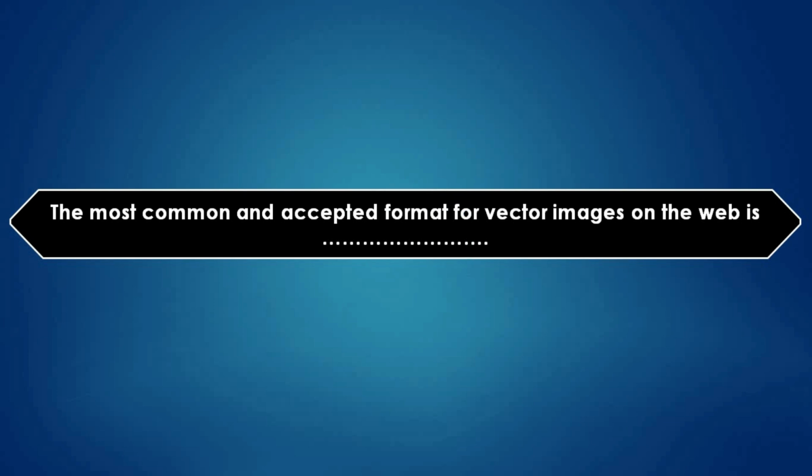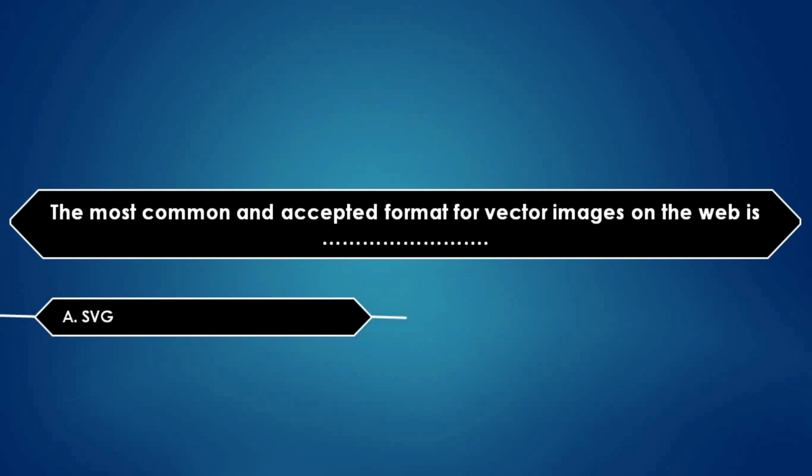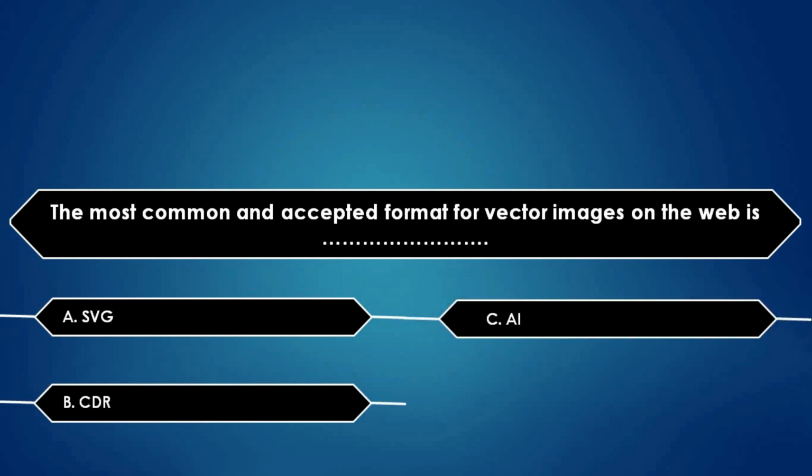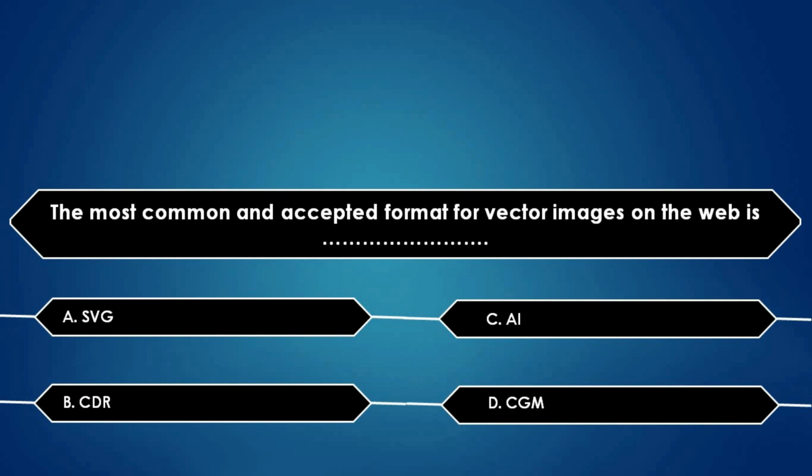The most common and accepted format for vector images on the web is dash. A. SVG. B. CDR. C. AI. D. CGM. The right answer is SVG, which stands for Scalable Vector Graphics. The most common and accepted format for vector images on the web is SVG.